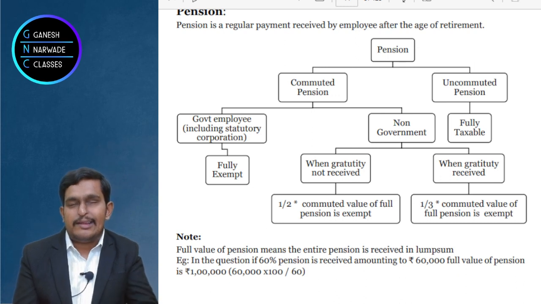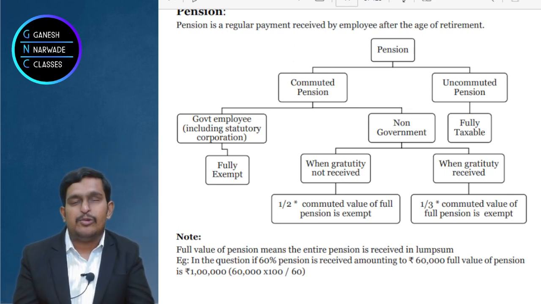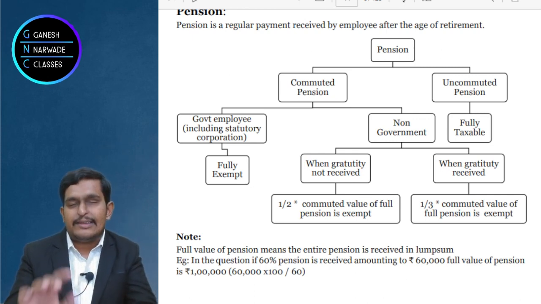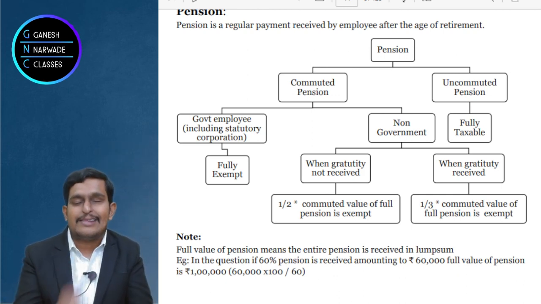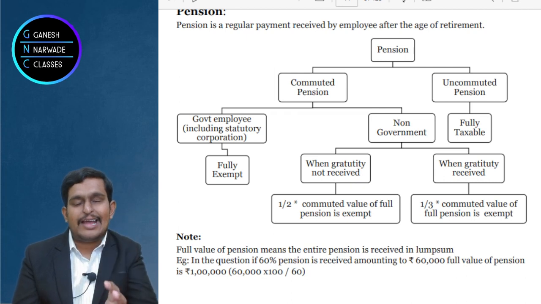So in the questions they give 60% commuted, you received this much, 70% commuted, you received this much, but 100% how much? That is the full value. Into that, 1 by 2 or 1 by 3 you do, you will get the exemption amount. Then what will you do? Your receipt amount minus exemption amount, balance is the taxable amount. This way you should solve the problems. Okay, now monthly pension, uncommuted pension is always taxable whether you are a government employee or non-government employee, doesn't make any difference.